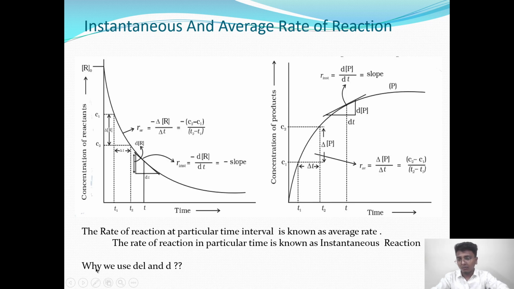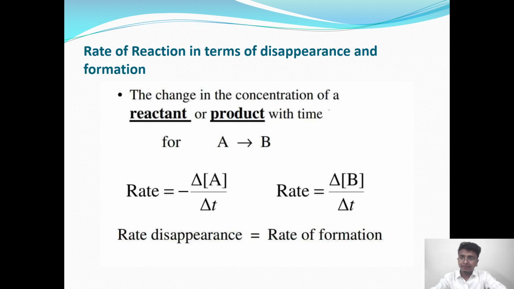Then why are we using del and d signs? We should know that the del sign shows that there is a change in concentration with respect to a larger interval of time. And when we see the change in concentration at any particular specific time or instant, then we use d.